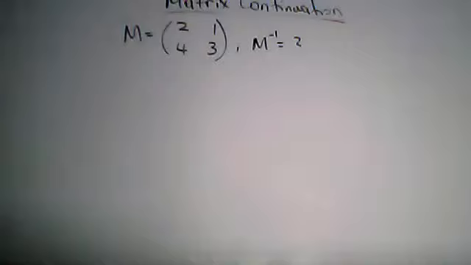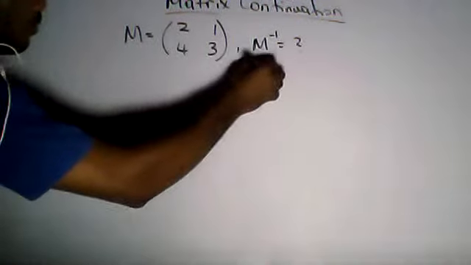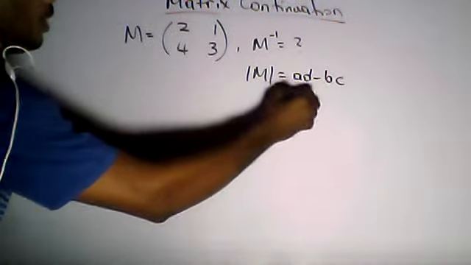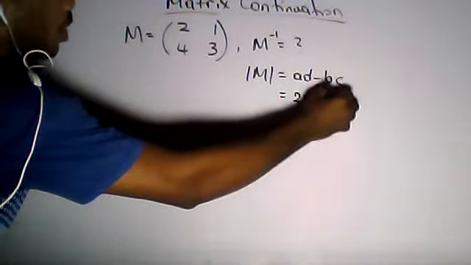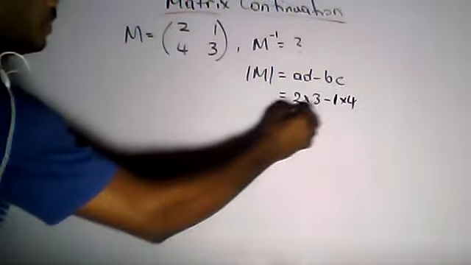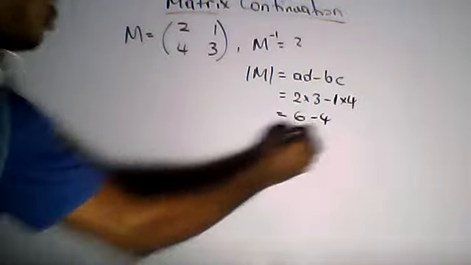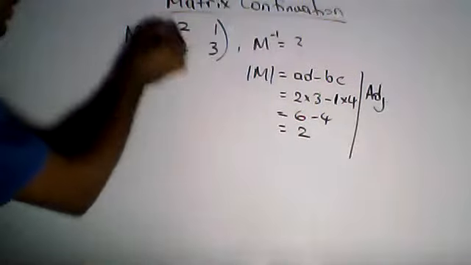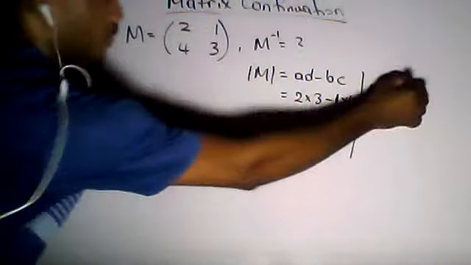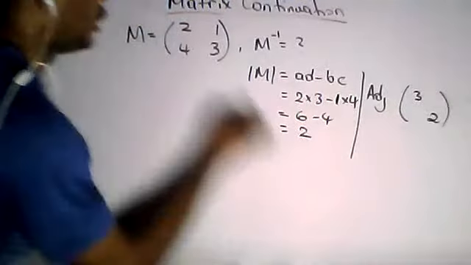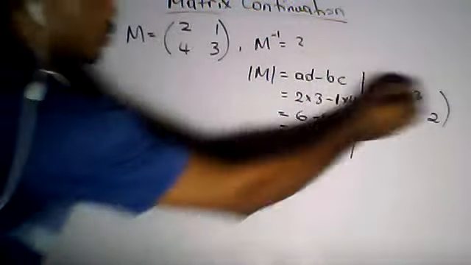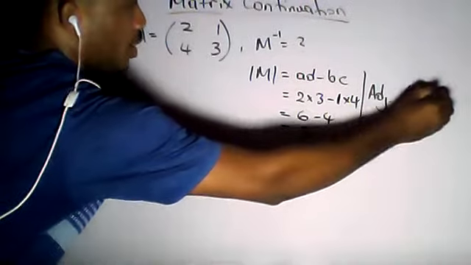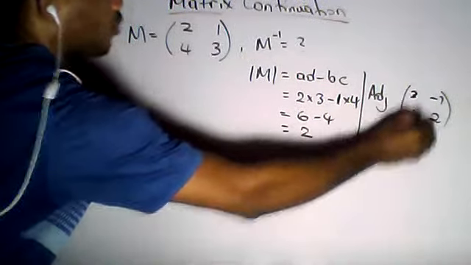The first thing we're going to find is the determinant, which is AD minus BC, which is 2 times 3 minus 1 times 4, which is 6 minus 4, which is equal to 2. Then we're going to find the adjoint, ADJ for short. For the adjoint, we switch the values in the leading diagonal, so we're going to have 3 and 2, and change the signs on the values in the non-leading diagonal, so we're going to have minus 1 and minus 4.